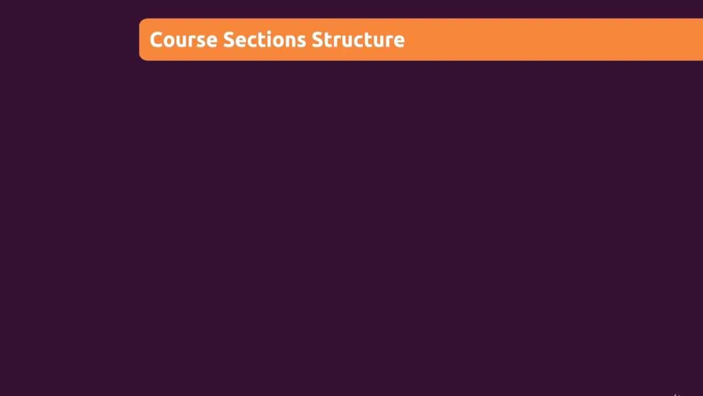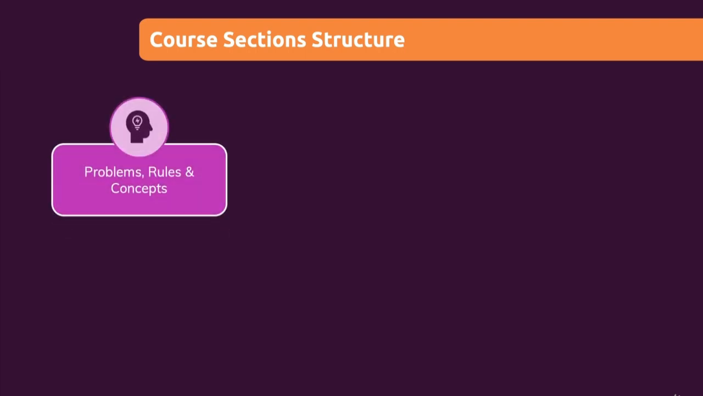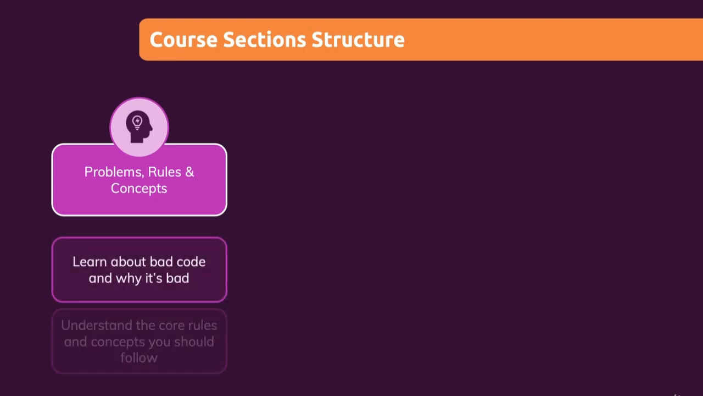Now, all these course sections in this course will follow a certain structure. We'll always start by diving into the core problems and the important rules and concepts you should know to solve these problems. For example, when we talk about naming, I will start by explaining how good names look like and why they look like this. So we'll learn about bad code and why it's bad, and we'll understand these core rules and concepts you should follow. But theory alone won't do the trick.